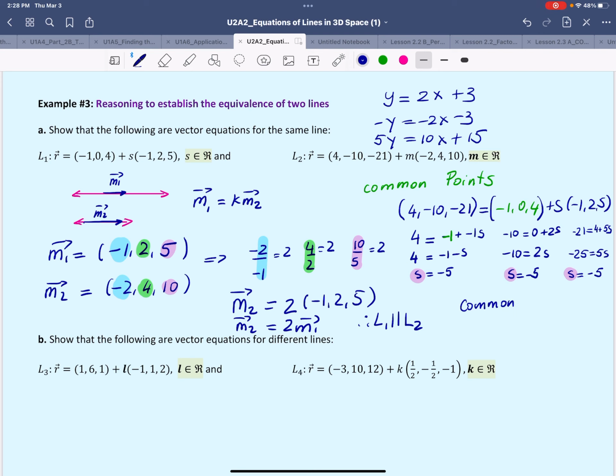And two parallel lines with a common point means that we have the same line. So that's how you prove it, and that's the end of it.